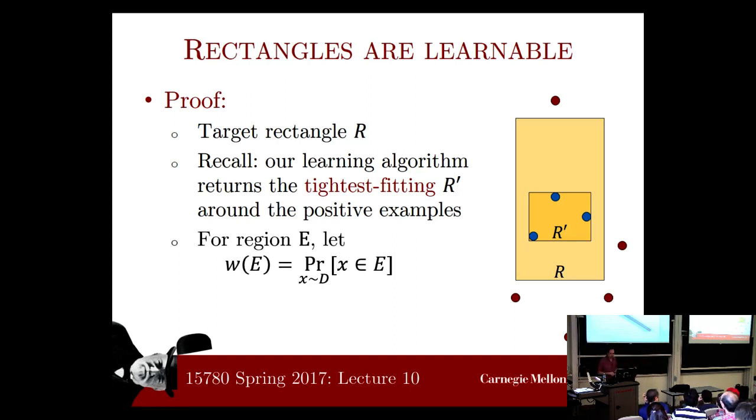So let's just introduce one notation. For a region E on the plane, for some set, let's denote by WE its weight. It's going to be the probability that when I draw some input point X according to D, it's going to fall inside the region E. So it's sort of its weight, its total probability according to the distribution D.